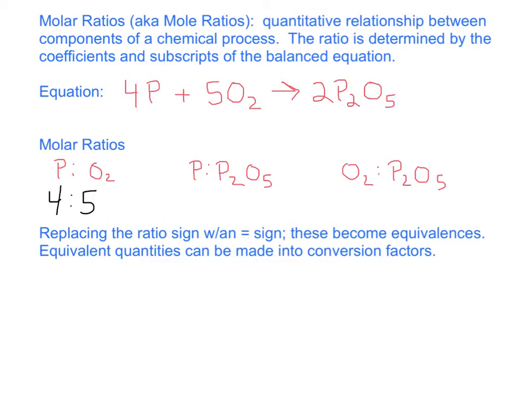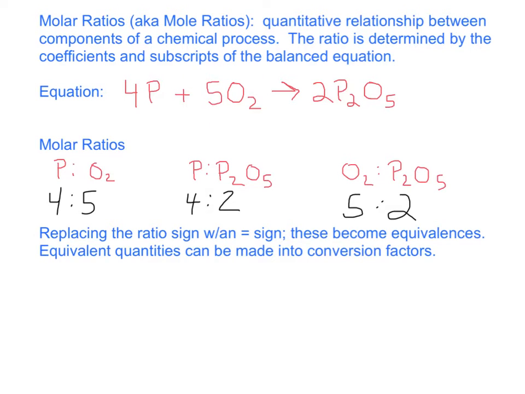We can do the same for phosphorus to diphosphorus pentoxide. So we're going to look at the coefficient on phosphorus and the coefficient on diphosphorus pentoxide. So it's 4 to 2: 4 phosphoruses for every 2 diphosphorus pentoxide. And then oxygen to the other would be 5 to 2. Oxygen to P2O5, 5 to 2. Those come from the coefficients. So now, it's not much of a stretch mathematically to say, well, okay, so if you start with 4 moles of phosphorus, that equates to needing to react with 5 moles of oxygen.